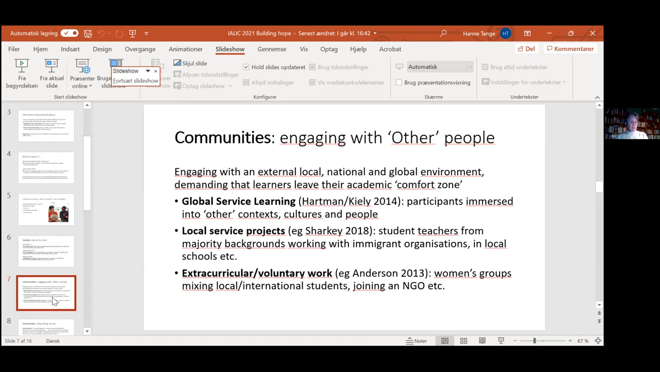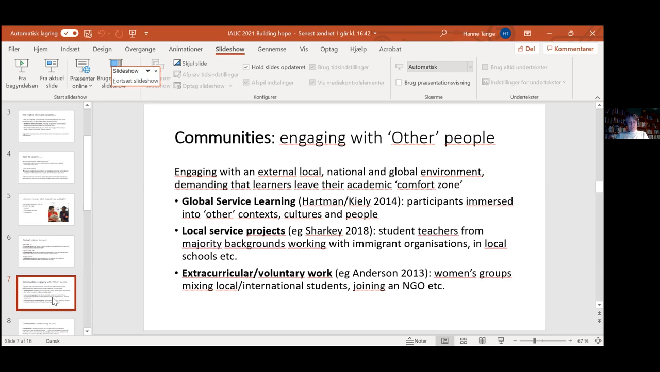However, I think it is important to realize that community service is all about meeting the people we don't meet in our academic comfort zone, because this is what initiates learning. So some of the models we have in global service learning, where we move into different contexts, cultures, people, we meet across some kind of boundary, but we also see local service projects close at home.